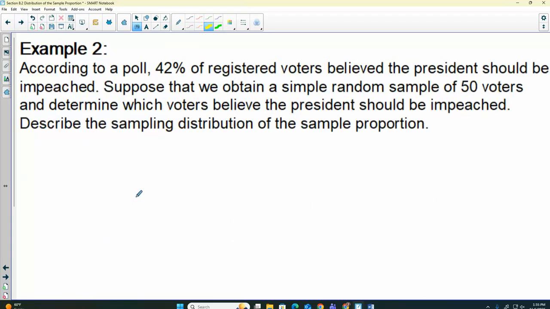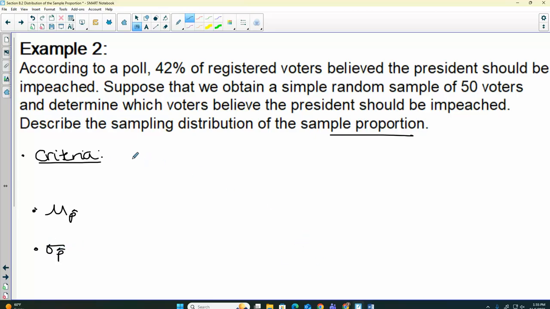If I look at this one, according to a poll, 42% of registered voters believe the president should be impeached. Suppose we obtain a simple random sample of 50 voters and determine which voters believe the president should be impeached. Describe the sampling distribution of the sample proportion. So for the describing piece, what I'm wanting is, does it meet my criteria, and tell me the mean and standard deviation. We are talking about the sample proportion, so that's p hat: the mean for p hat and the standard deviation for p hat.